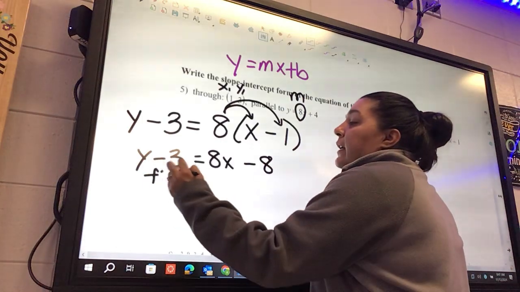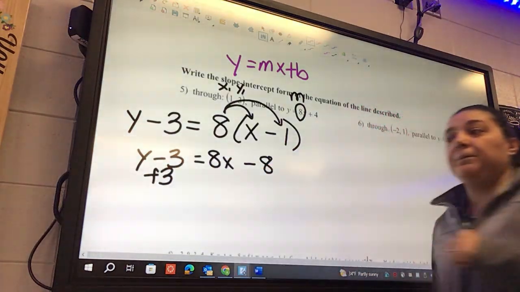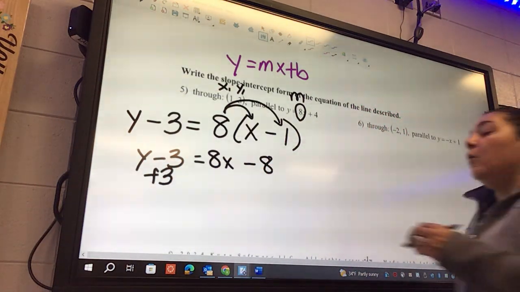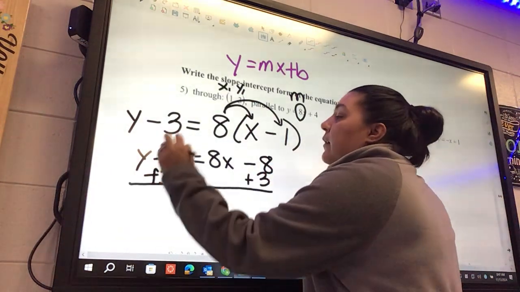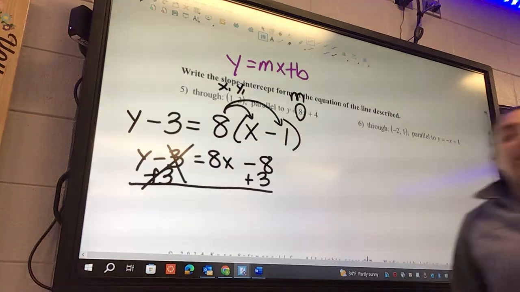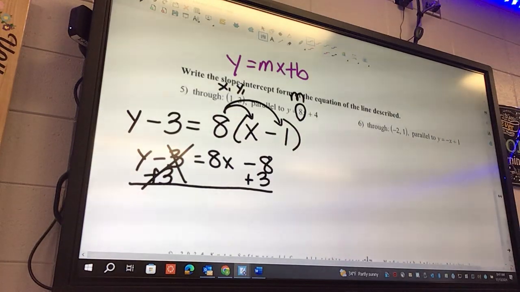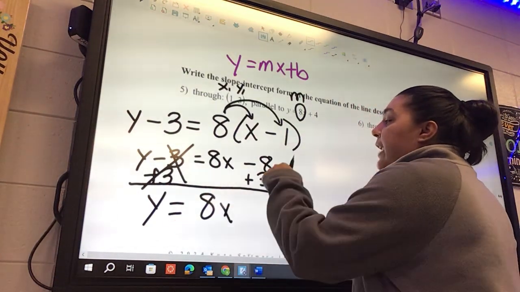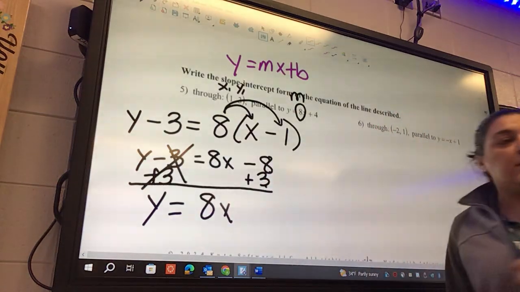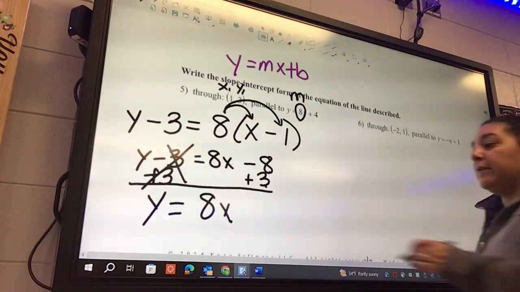And where is he going to go under? The 8x or the 8? The 8. Okay. Why the 8 and not the 8x? Because the 8 is a number and the 8x has a letter, so x is going to go with x, this number's going to go with numbers. Okay, and so the 3s on the left are going to cancel, so we got y equals 8x. What is negative 8 plus 3? Negative 5.